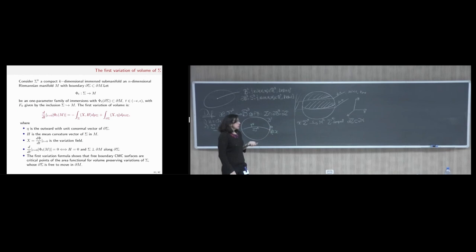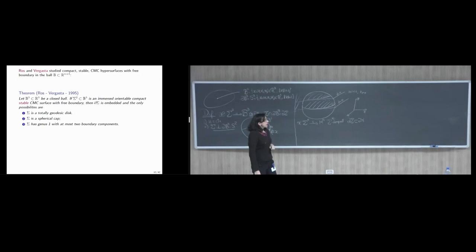Okay, I talked with you about this yesterday, but I think it is important to remember this, especially for the students. Okay, let's continue. I remember some important facts. Ros and Vergasta studied compact stable CMC hypersurfaces with free boundary. I talked a lot yesterday about stability, but don't worry, tomorrow I will talk a lot about this too. They studied compact, stable CMC hypersurfaces with free boundary in the Euclidean ball.